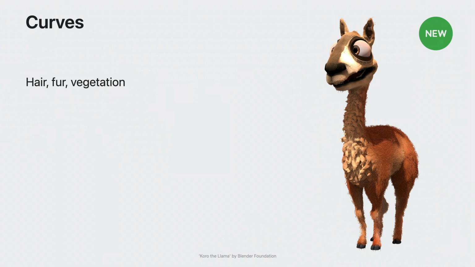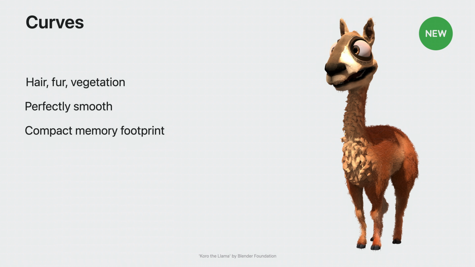Geometry, such as hair, fur, and vegetation, can have thousands or even millions of primitives. These are typically modeled as fine, smooth curves. Instead of using triangles to approximate these curves, you can use Metal's new curve primitives. These curves will remain smooth, even as the camera zooms in. And compared to triangles, curves have a more compact memory footprint and allow faster acceleration structure builds.